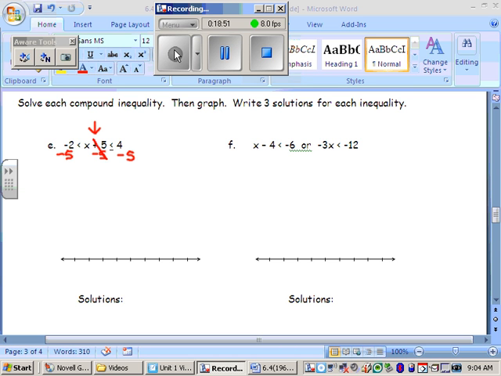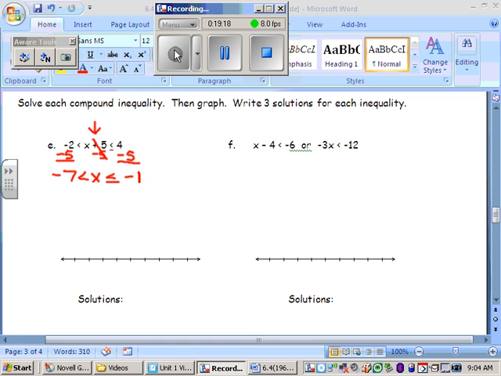So this will cancel out the 5 in the middle, isolating the x, which is what you want. The inequality symbols will just drop down, and then you'll need to calculate your left and right side. So on the left, -2 minus 5 is -7. On the right, 4 minus 5 is -1. So that is our compound inequality.